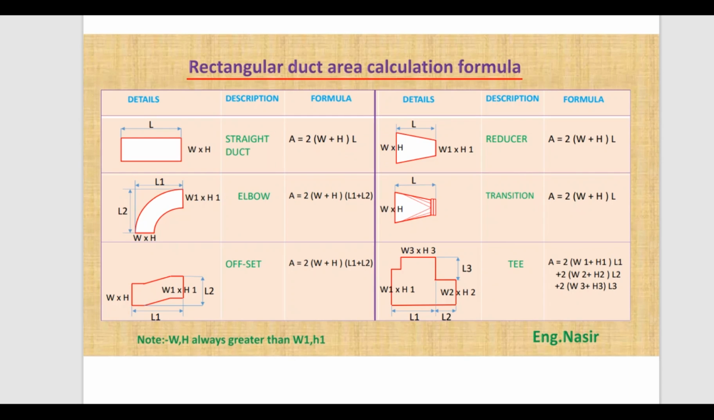I hope I am able to clear the concept for the calculation of rectangular duct area.